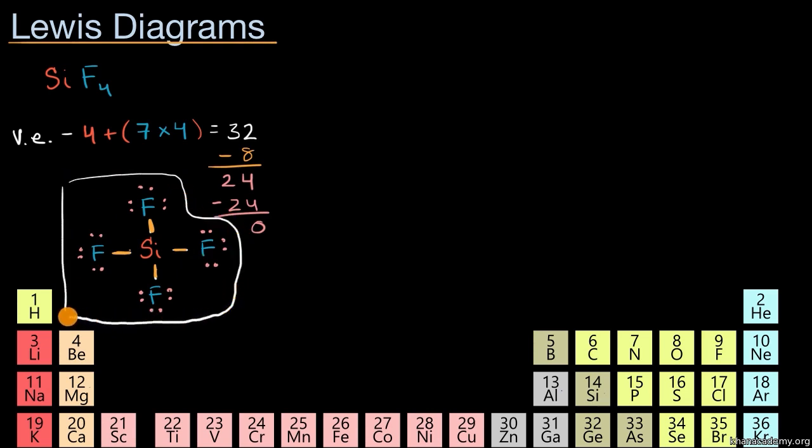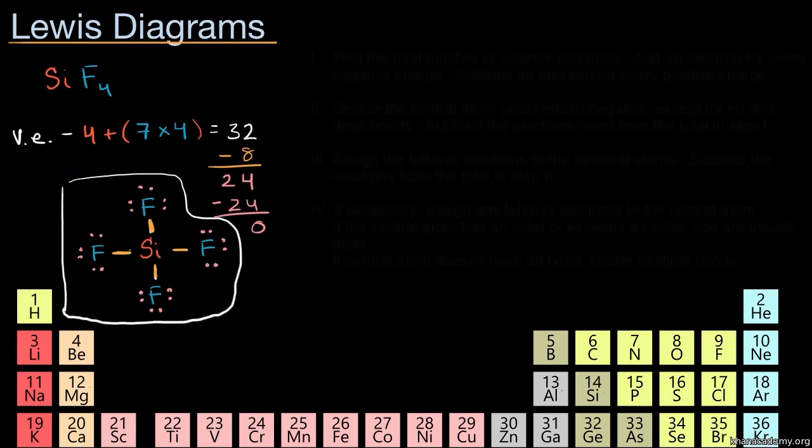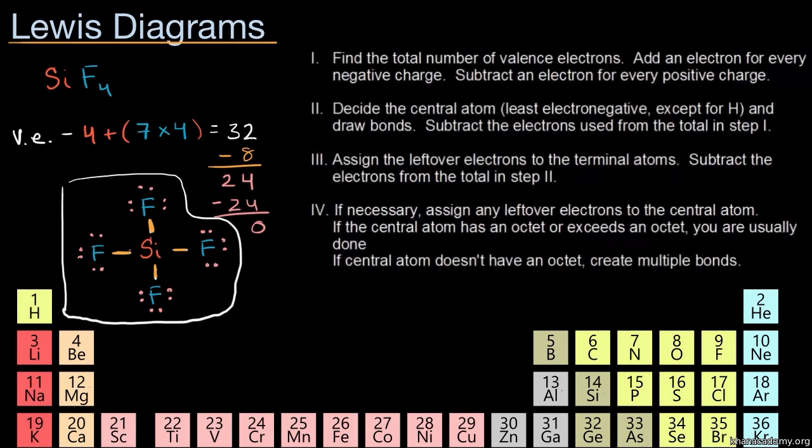So just to hit the point home on what we just did, I will give you these steps, but hopefully you find them pretty intuitive. That's why I didn't want to show you from the beginning. But as you see, step 1 was find the total number of valence electrons. We did that. That's the 4 from silicon and then the 28 from the fluorines. It says add an electron for every negative charge, subtract an electron for every positive charge. We didn't have to do that in this example because it's a neutral molecule.